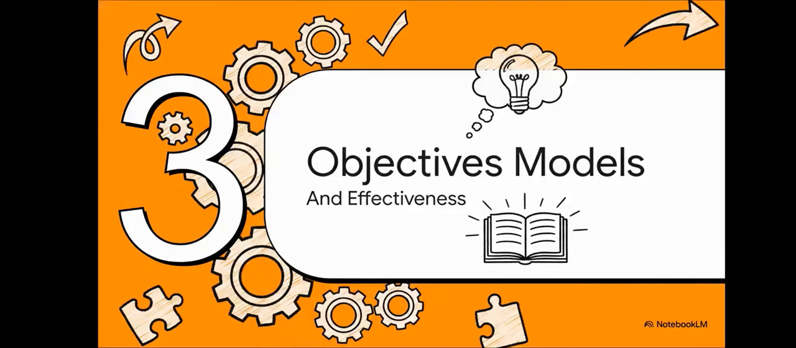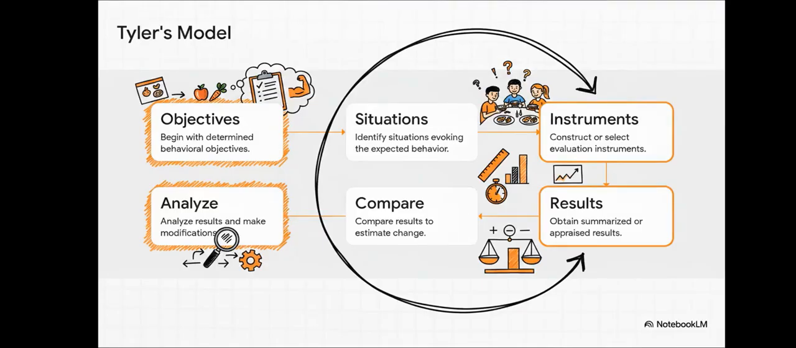Section 3. Objectives and effectiveness models. Now we're getting into the specific frameworks, starting with Ralph Tyler's 1950 objective-centered model. As you can see, it is incredibly systematic. You start step 1 with crystal clear behavioral objectives, like students will demonstrate familiarity with nutrition. Then you identify situations to evoke that exact behavior, construct your tests, get the results, compare the pre- and post-tests to estimate the change, and then you modify. It is highly rational. It creates a very clear, easy-to-follow cycle of assessment.